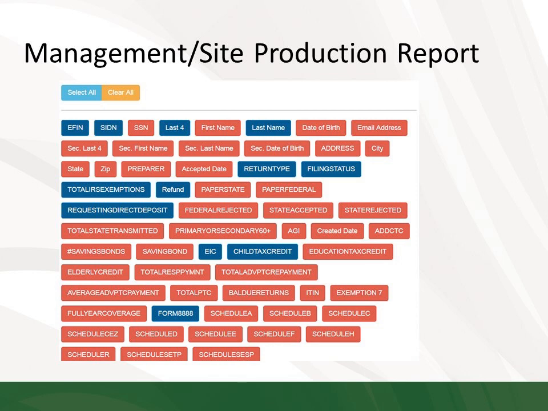But in this case, I do have some unique identifiers to help me with sorting the table: return type, filing status, total IRS exemptions, refunds, requesting direct deposit, EIC amounts, child tax credit amounts, and I also have Form 8888 to see if they split their refund. So they may have direct deposit, but then they may have gone on and split their refund.